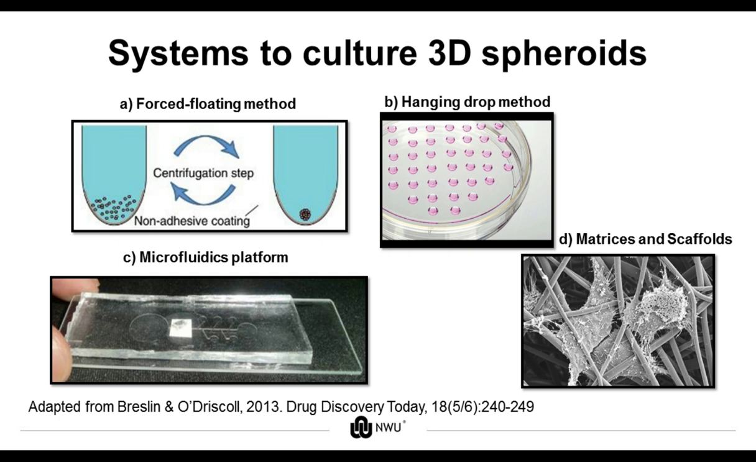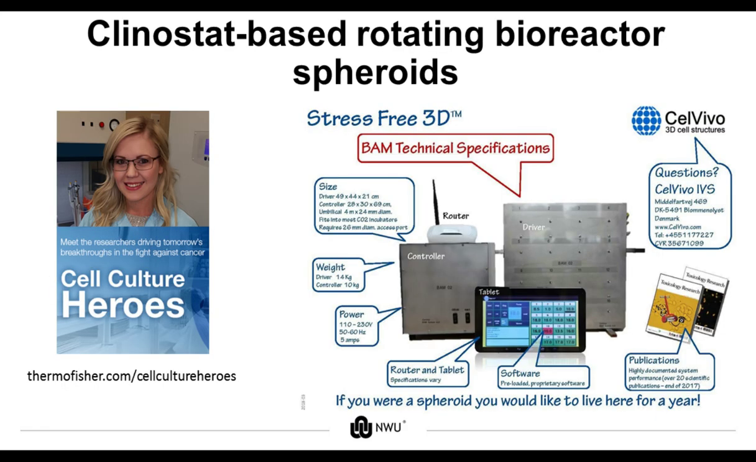A variety of systems are available to culture 3D spheroid models, such as the forced floating method, hanging drop method, microfluidic platforms, and scaffold and matrix-based approaches. Each of these systems has its own advantages and limitations, and no single method is inferior to the other. It all depends on your specific research question.